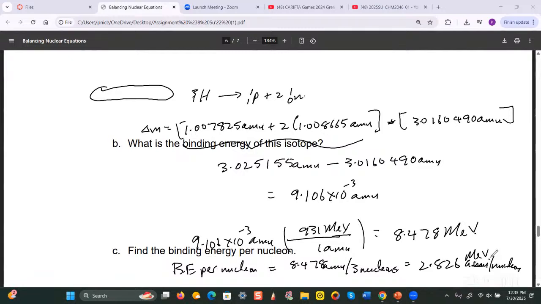What was the units for 2.826? Mega electron volts per nucleon. Yeah.